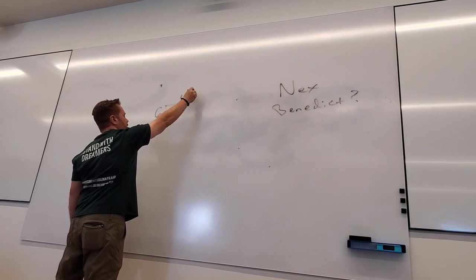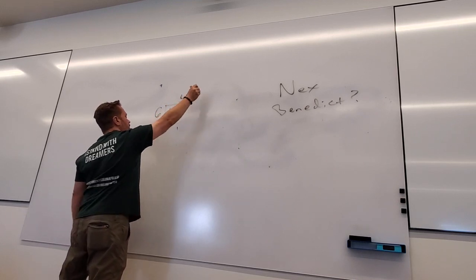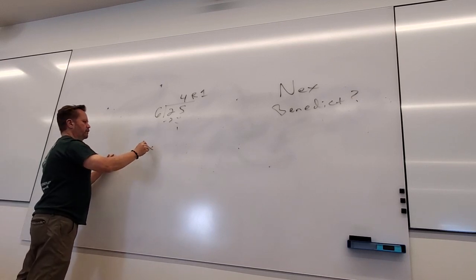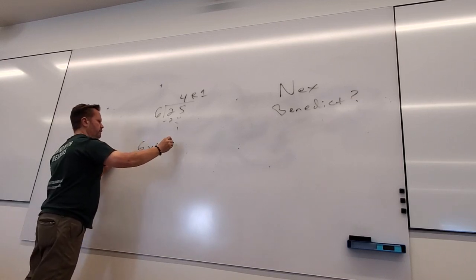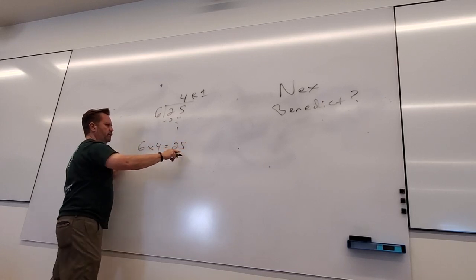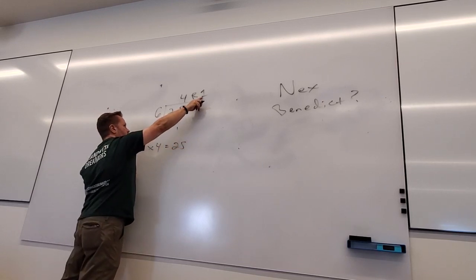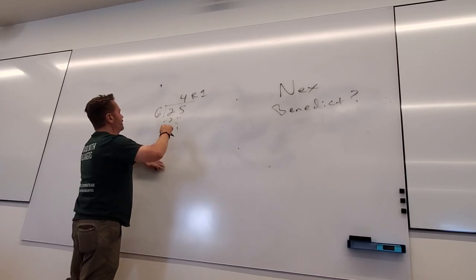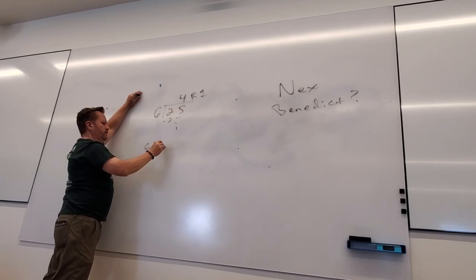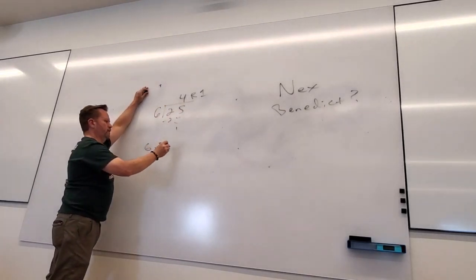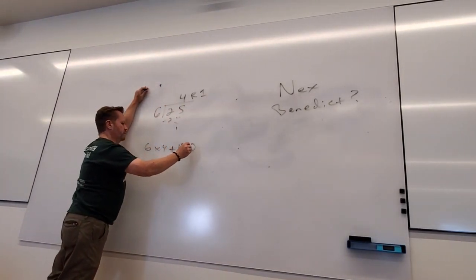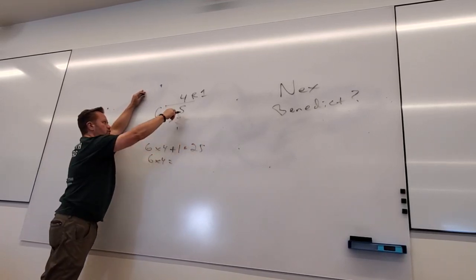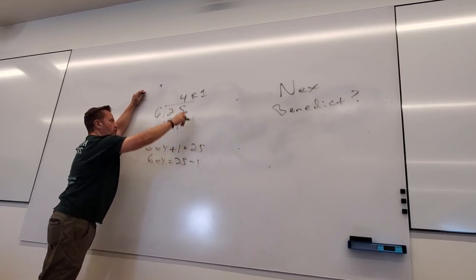4. Remainder? 1. Okay. What is 6 times 4? Is it equal to 25? No, it's equal to 25 minus 1. All right, let's do this. 6 times 4 is 24. So when I add 1 to it, I get 25. This is cool. So 6 times 4 is equal to 25 minus 1.